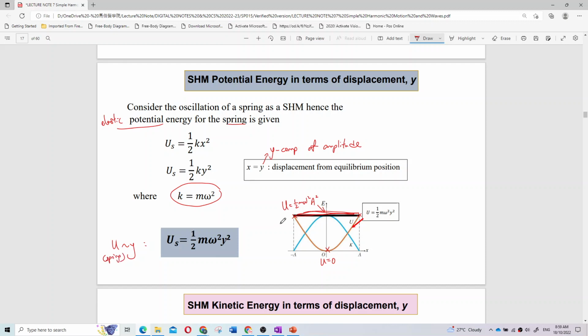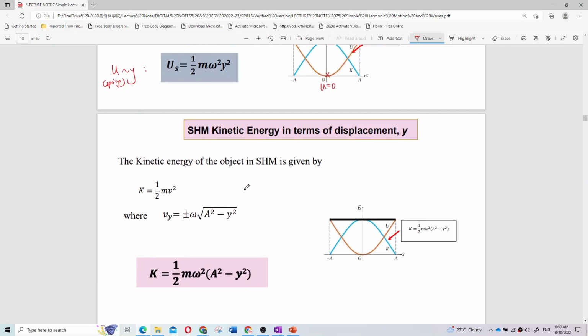Okay, now how about kinetic energy? Now it is kinetic energy versus displacement, the kinetic energy of the block. So this kinetic energy versus displacement equation is for the block. How do we find the kinetic energy equation?